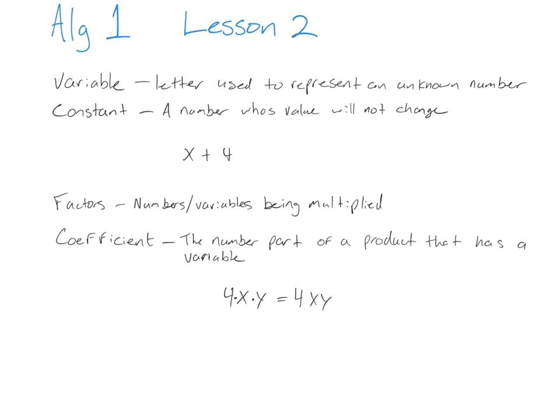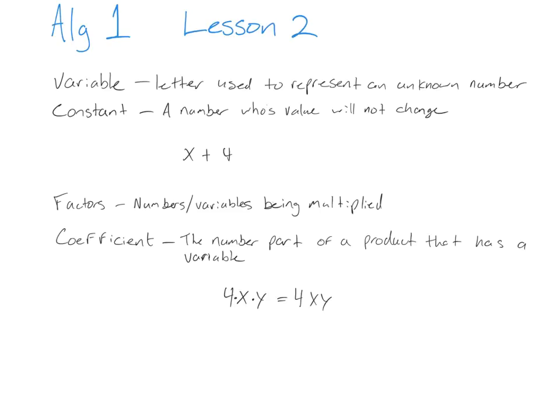The first one is the term variable. If you just think about that word, it means it's going to have change to it. So we use a letter normally, sometimes we use some symbols, used to represent an unknown number. So in an equation, if we don't know what the number is, or maybe if it changes, then we're going to use a variable.